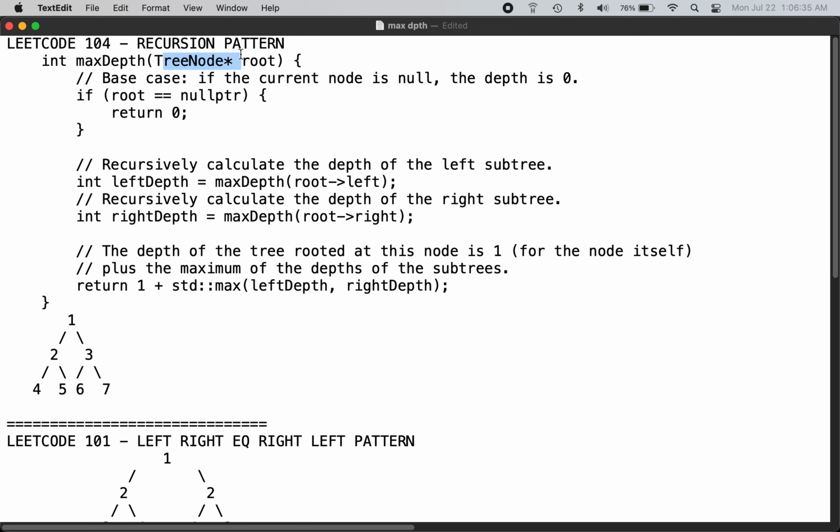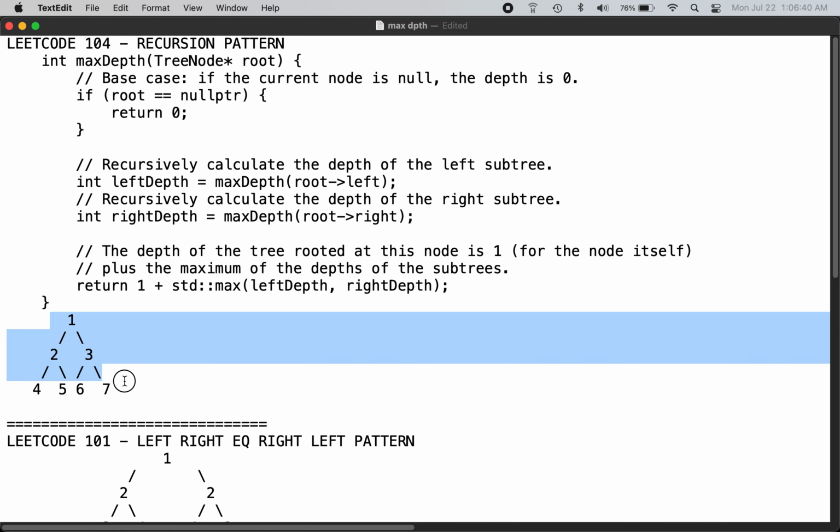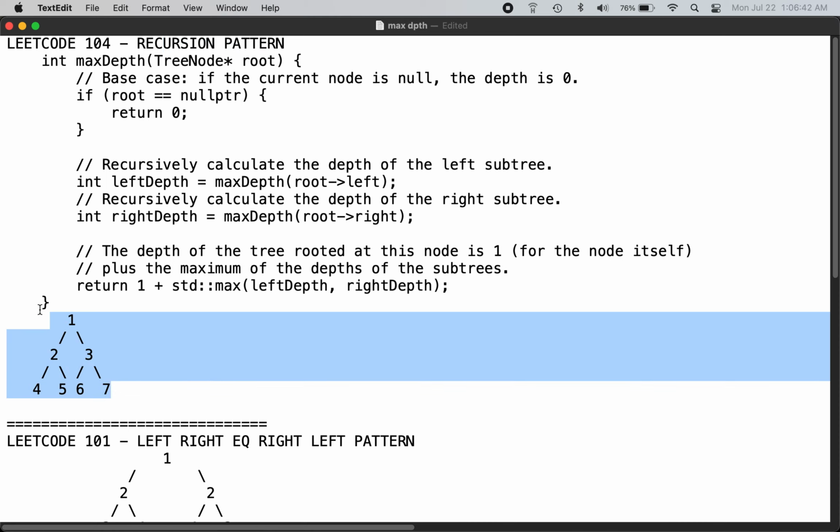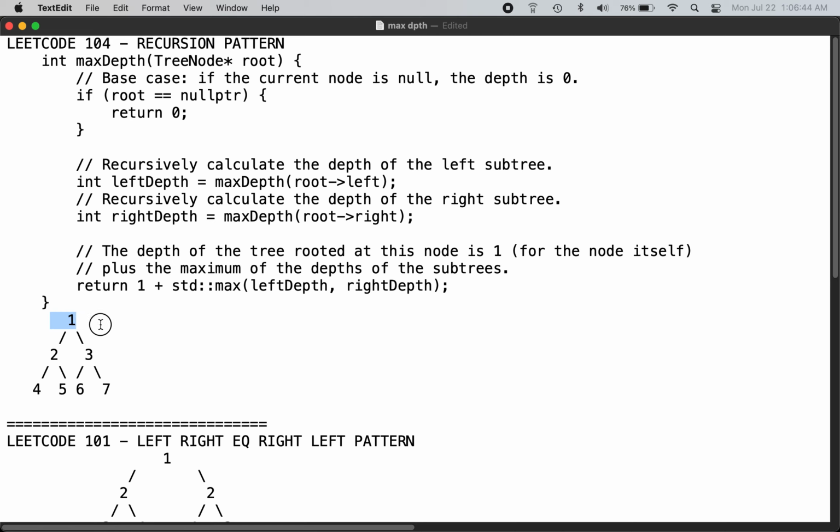Now back to the first problem, maximum depth of a binary tree. It uses the recursion pattern. If you're given a tree like this, you need to calculate the depth. Max depth is basically, this is depth level 1, this is depth level 2, and then this is depth level 3. So recursion is the easy way to go.